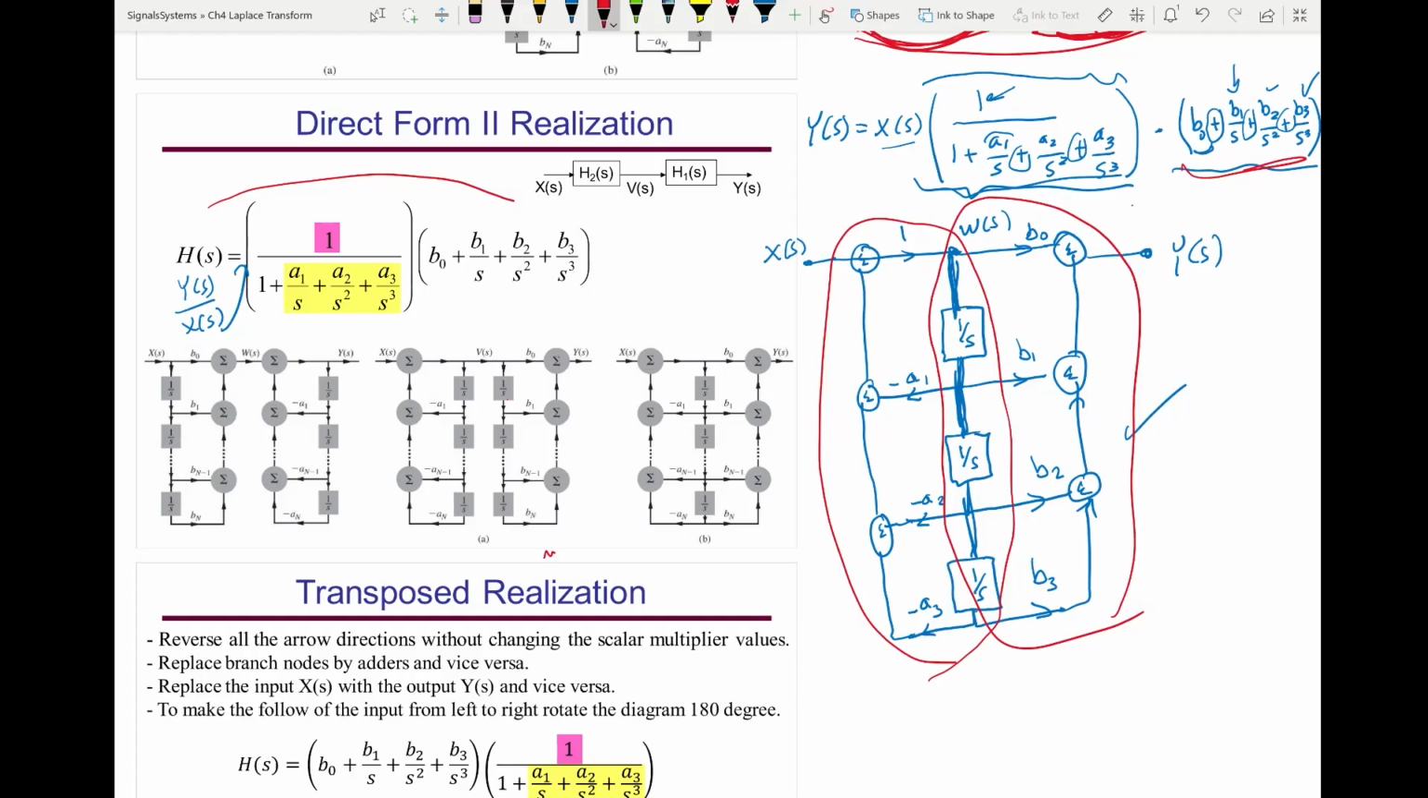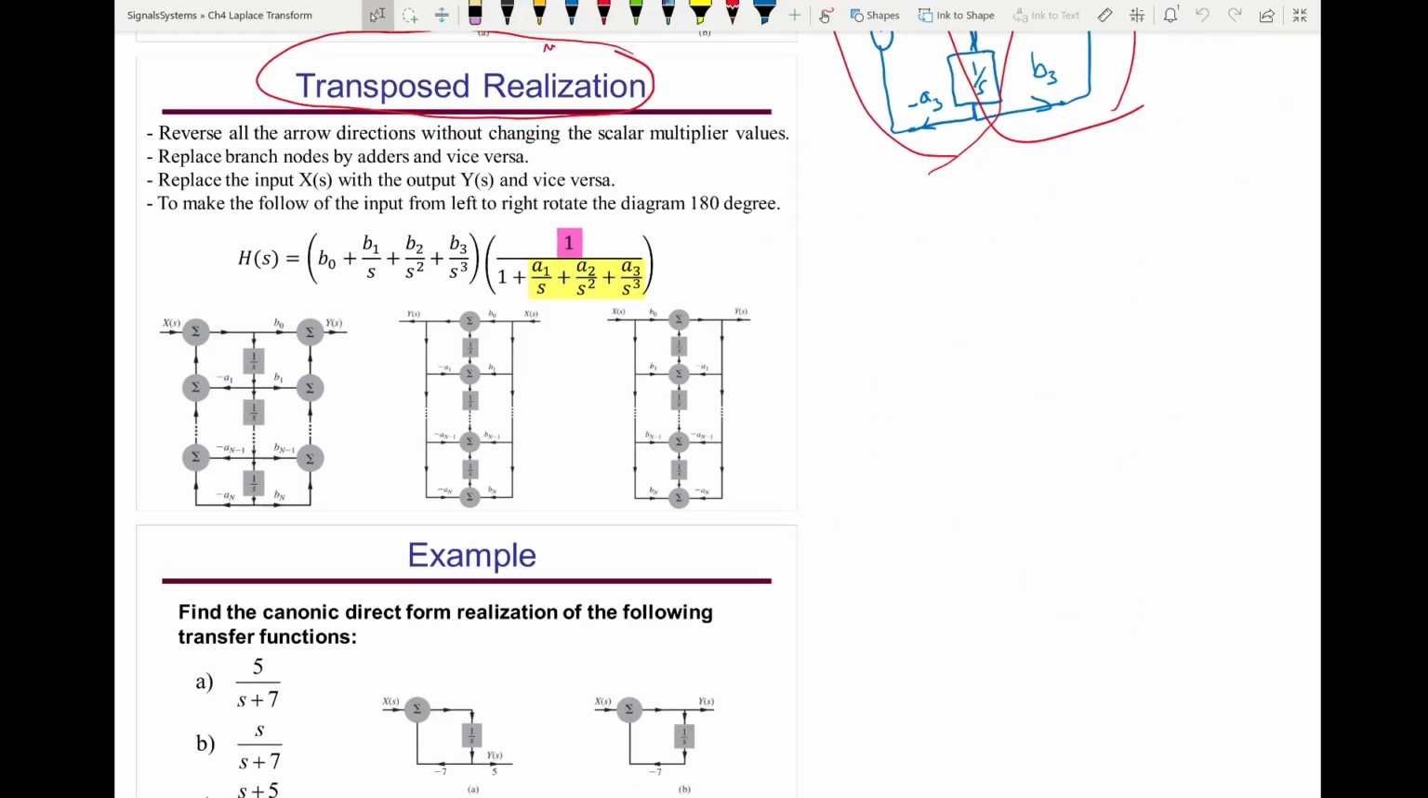The next one, and the final one, is the transposed realization. In transposed realization, this is another way of building a system by transposing an existing system. For example, let's say we have this form 2 realization. If I want to find the transposed realization of this system, then I follow the following steps.